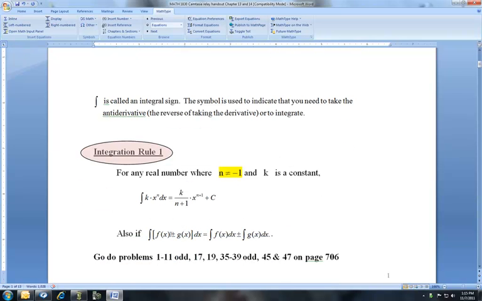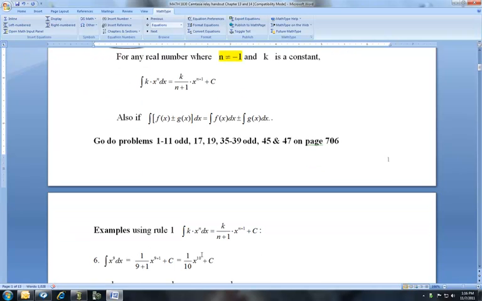Another thing, if I have more than one term, then I do them separately. So it's still just a piece at a time. Now the problems I've got here on page 706, you can do those right now. I do have more examples on the following page using this rule. So I'd like to look at some of these.